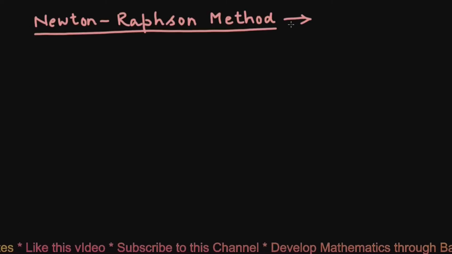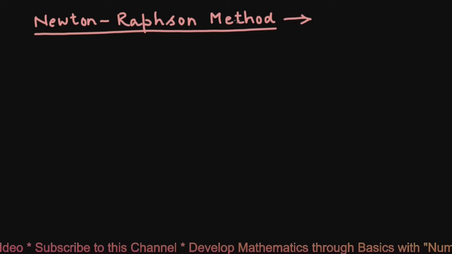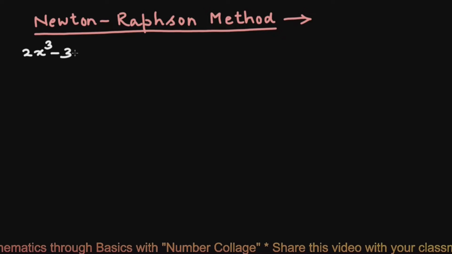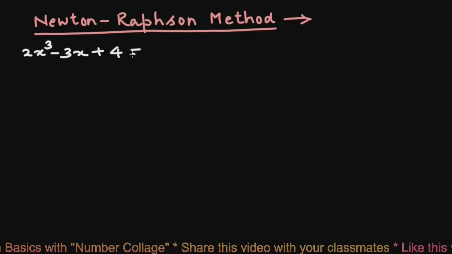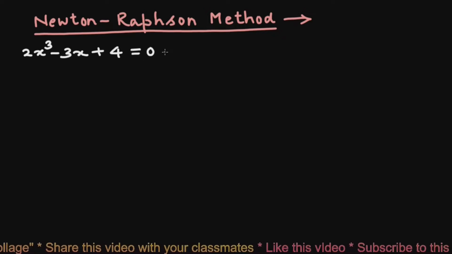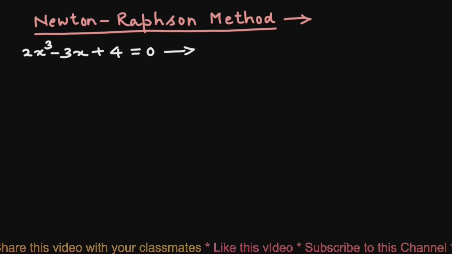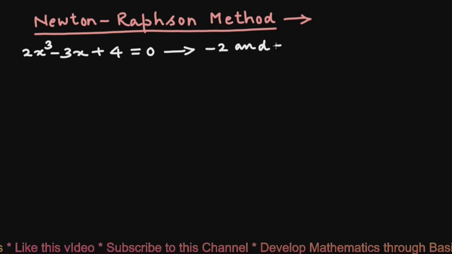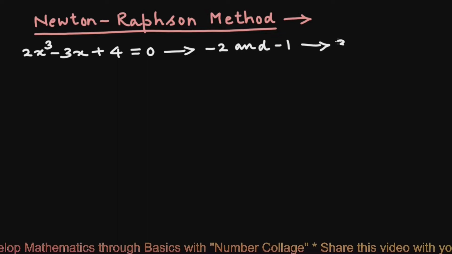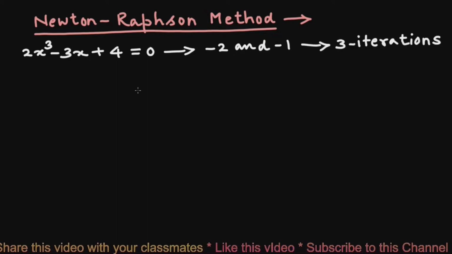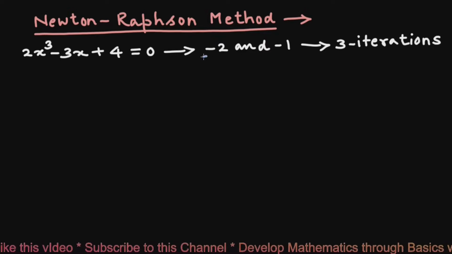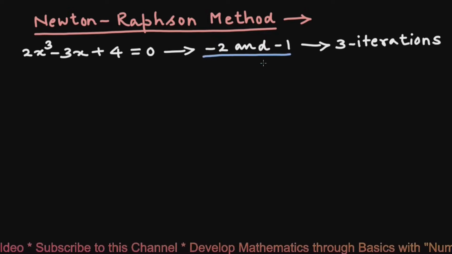In the first example, we have to find the root of the equation 2x cubed minus 3x plus 4 equals 0. It is given that the root of this equation lies between minus 2 and minus 1, and we have to take 3 iterations to find the root. First, we will confirm whether the root lies between minus 2 and minus 1.